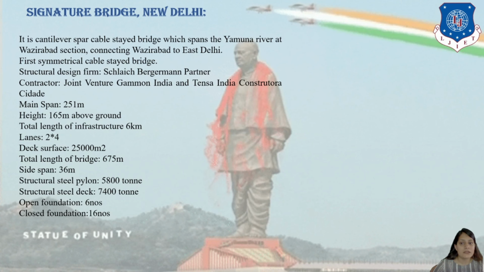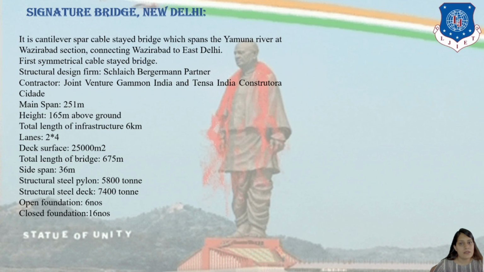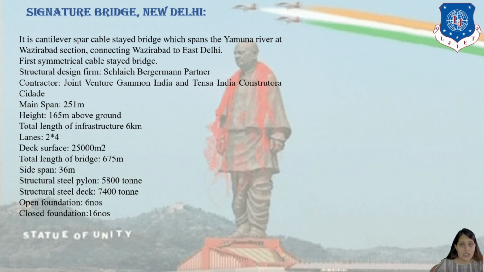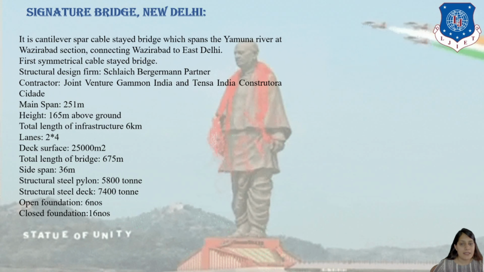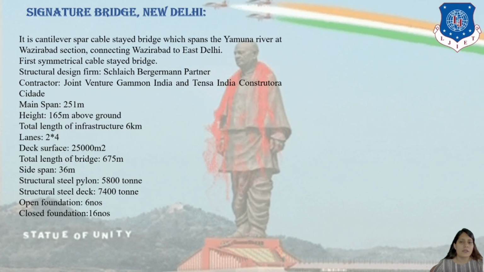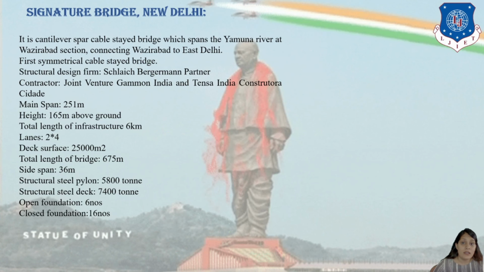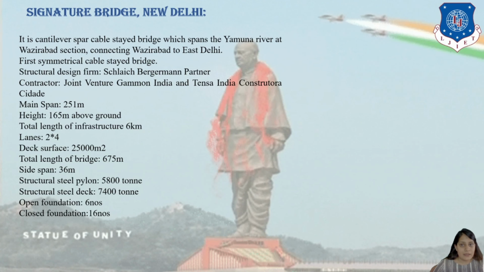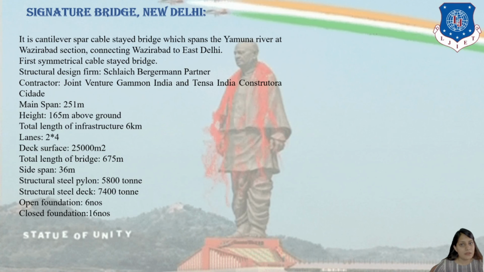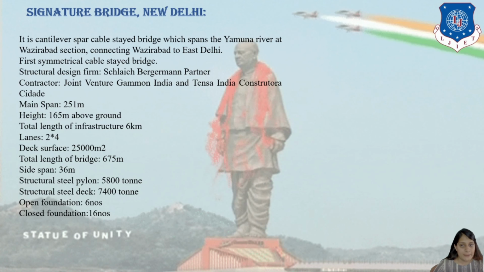It is a joint venture by Gammon India and Tensa India Construction, right? Open foundations and closed foundation, side span is 36 meters. Signature Bridge is very famous. If you have seen, a similar construction has also been done in Mumbai, the Worli bridge, right? So that is also a cable bridge. All these are being constructed with the same concept.